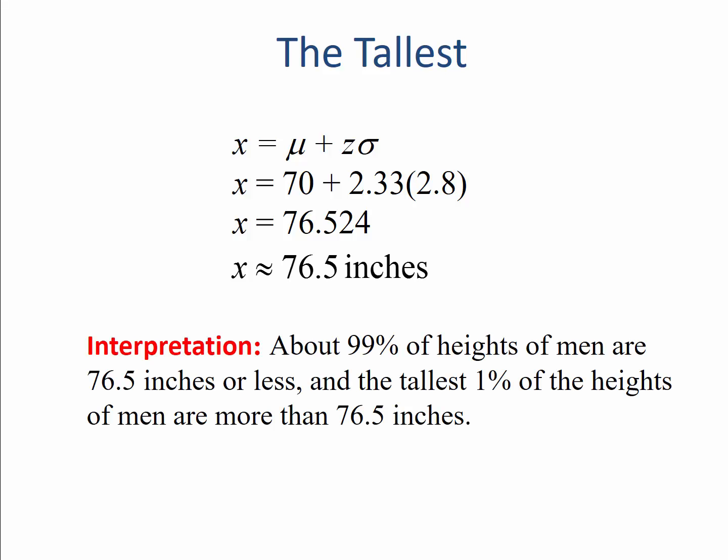So the interpretation of this would be about 99% of the heights of men are 76.5 inches or less, and the tallest 1% of men are more than 76.5 inches tall.